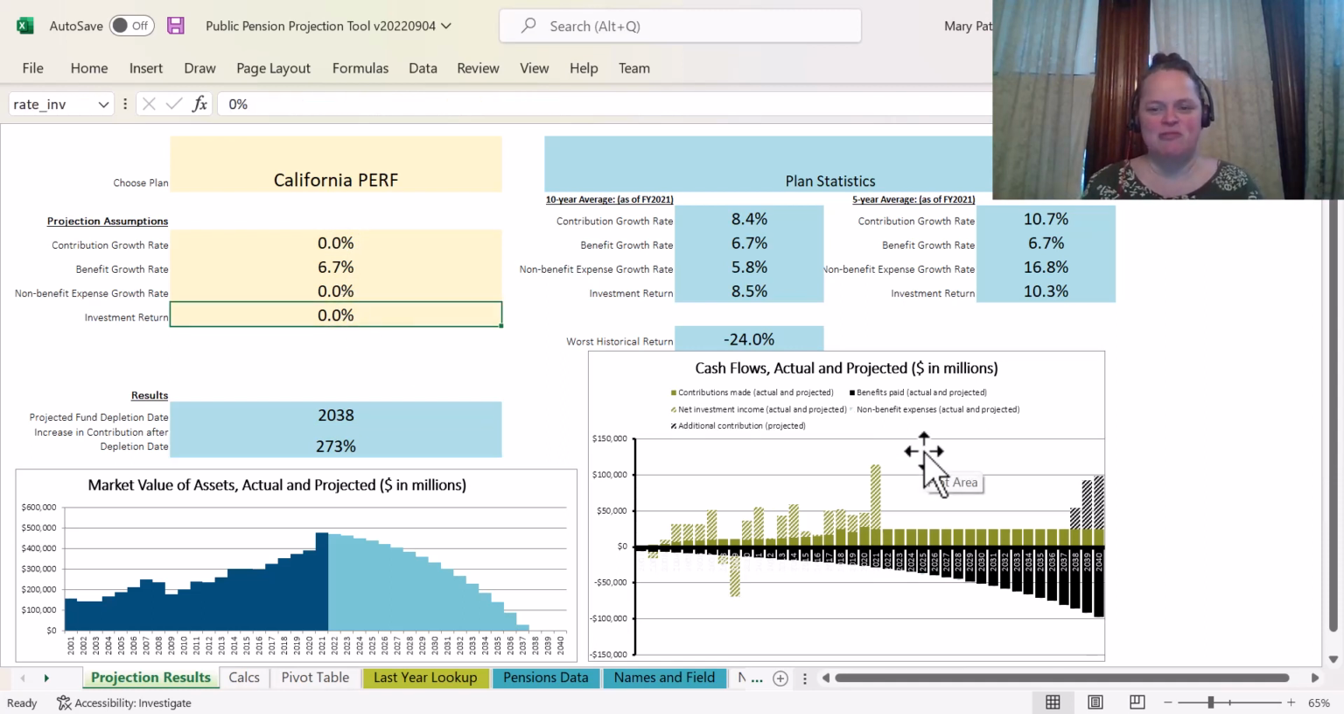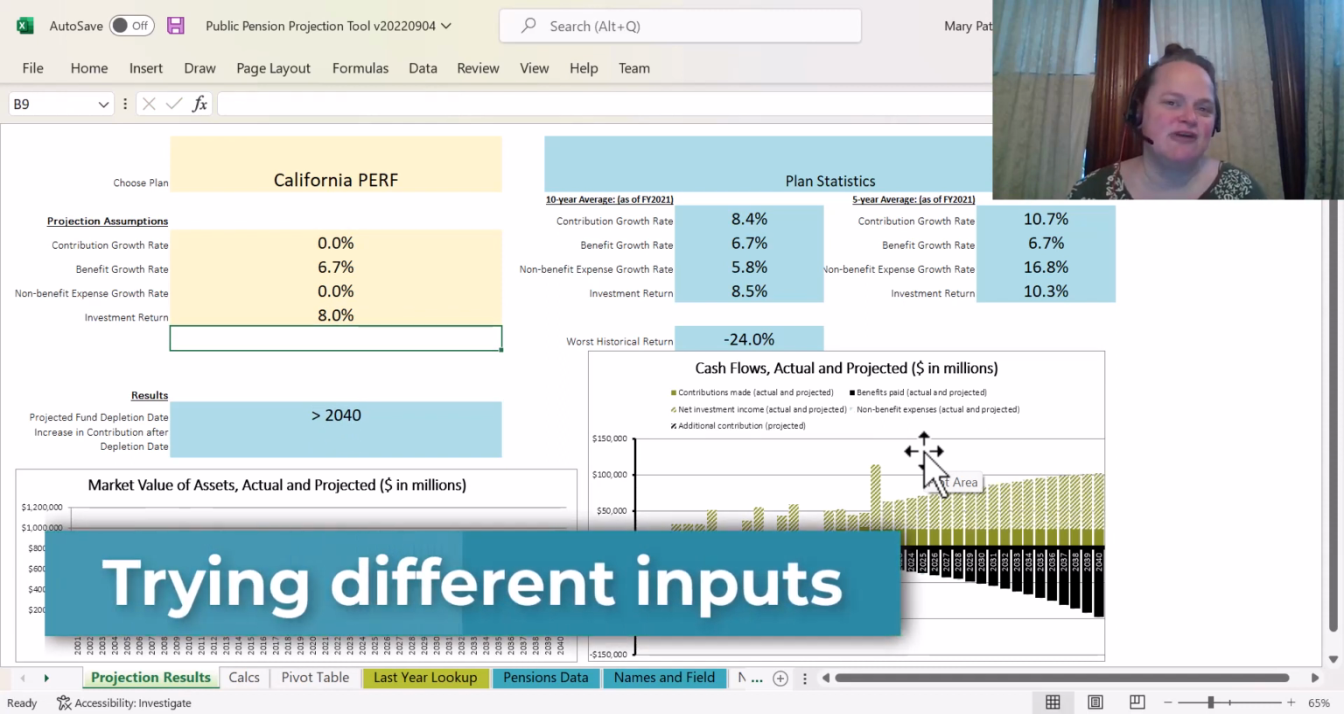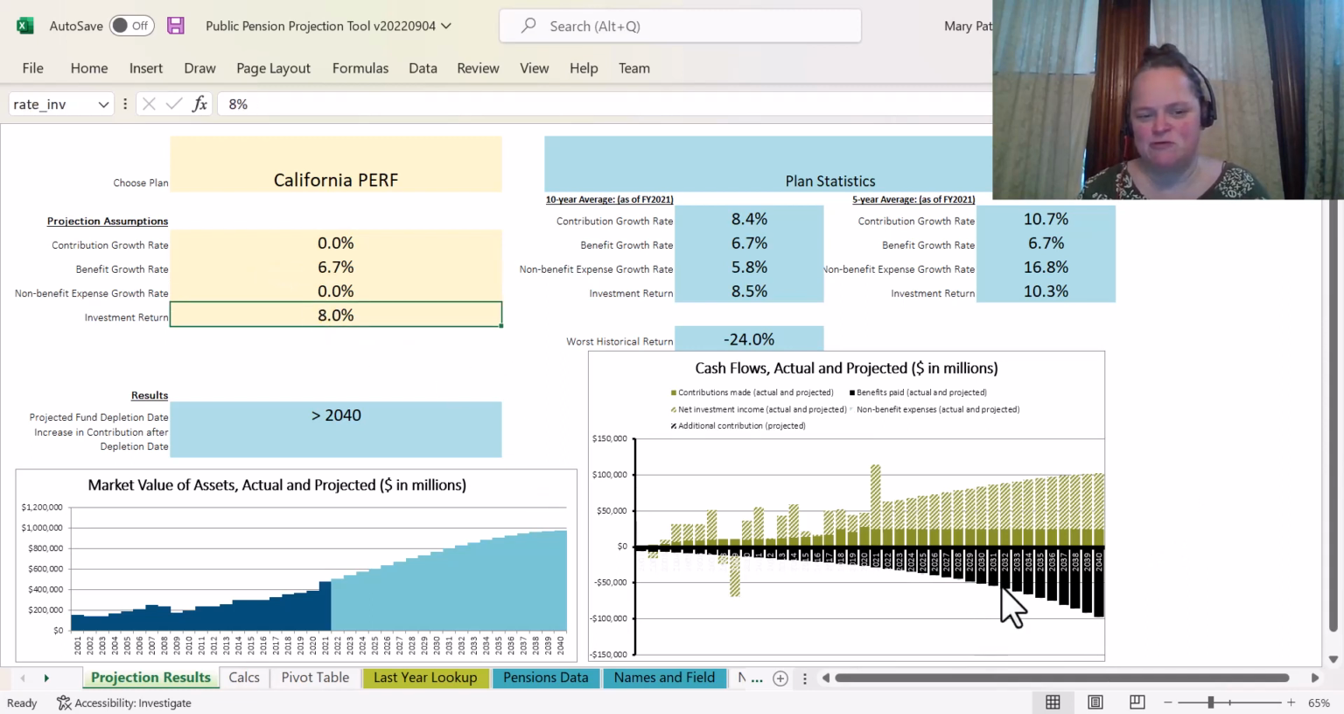So let's start playing with this. We can do some investment return. Let's suppose we get 8% per year. Now that does start to cover what we need, and we can see we have some investment returns that really cover a lot of what we need for our benefits. So with this benefit growth rate and our investment return of 8% per year, we have a growing asset base. We're just fine.